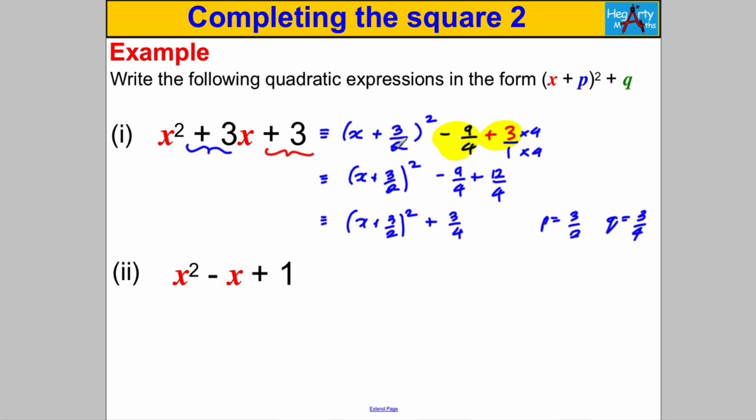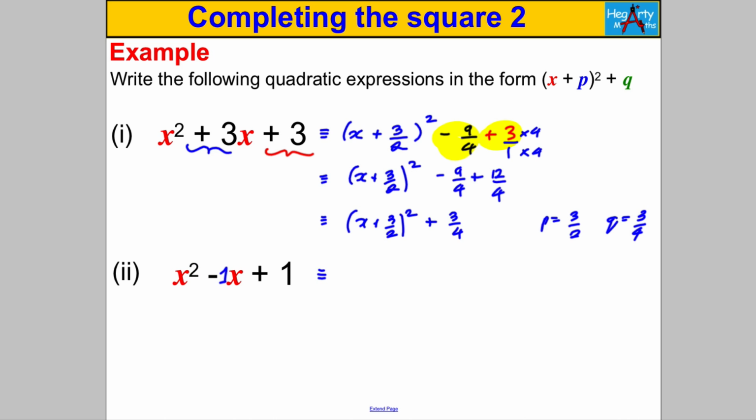And we're done. So you can see here there's just a little bit of extra work with fractions. You've got to be good at squaring a fraction in your head, and then you've got to be good at combining a fraction and a number. So common denominators, adding fractions and whole numbers. Right, let's have a go at this one here.